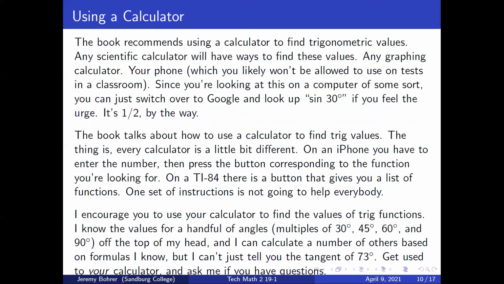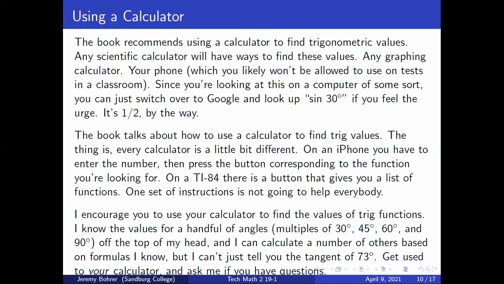The book recommends using a calculator to find trigonometric values. Any scientific calculator will have ways to find these values. Any graphing calculator, your phone, which you likely won't be allowed to use on tests in a classroom. Since you're looking at this on a computer of some sort, you can just switch over to Google and look up sine 30 degrees if you feel the urge. It's 1/2, by the way.